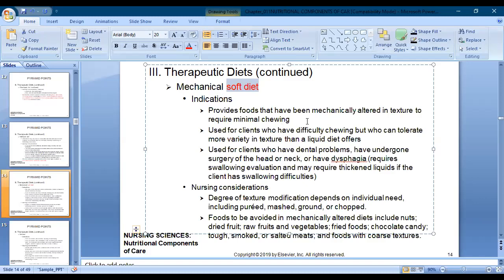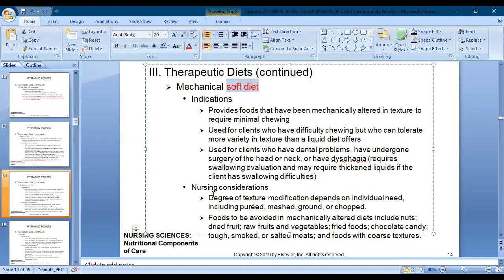So let me read it. Provide food that has been mechanically altered in texture or requires minimum chewing. If anybody has difficulty chewing, we give them a soft diet. Use it for the client who has a dental problem, or undergoes any kind of surgical operation, or has dysphagia. Dysphagia means difficulty of swallowing, or deglutition. We give them a soft diet.